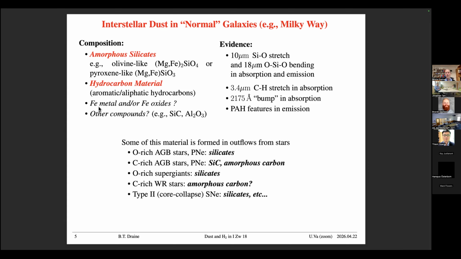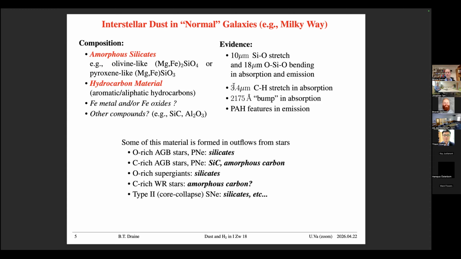It's in solid form. We're not sure exactly what solid form it's in. There could be metallic iron there. There could be iron oxides. So there are minority constituents in the grains that we still are not sure what chemical form they're in. But the bulk of the material is silicates with a significant amount of carbonaceous material present. And I won't review the evidence for this, but the slide here describes the primary lines of argument.